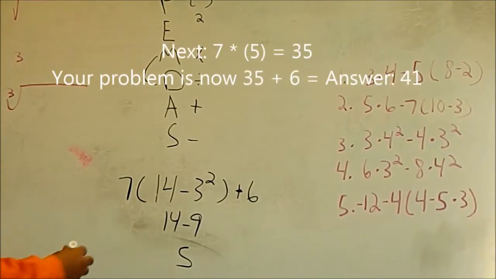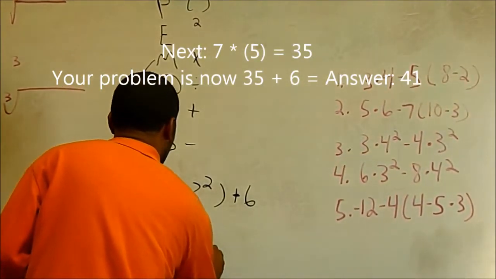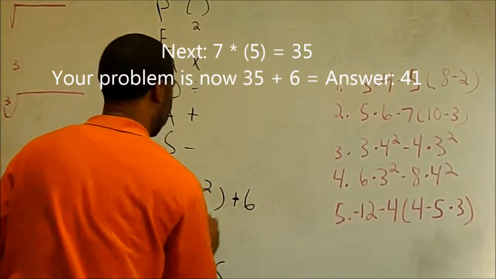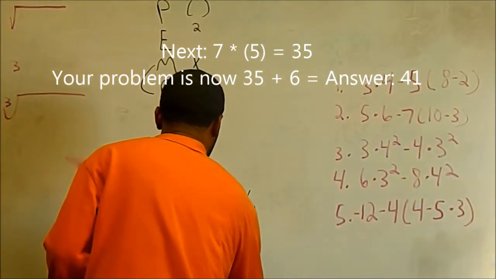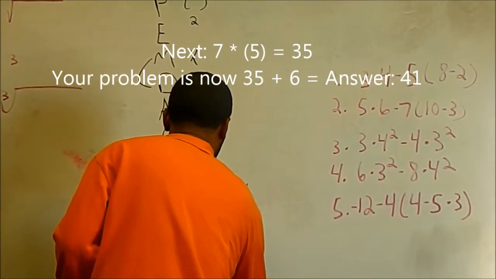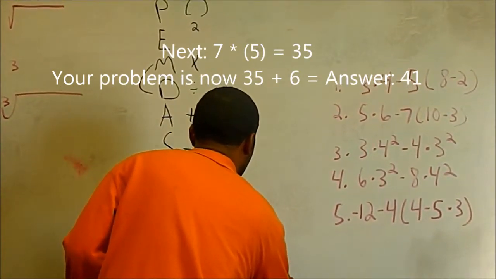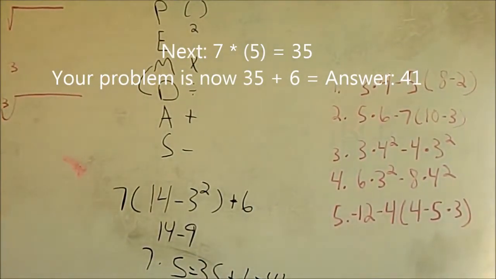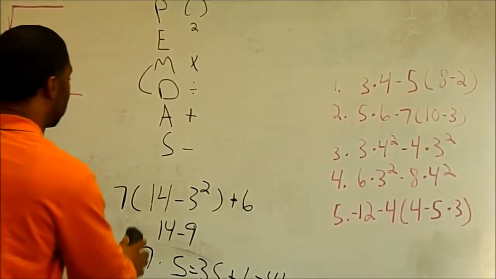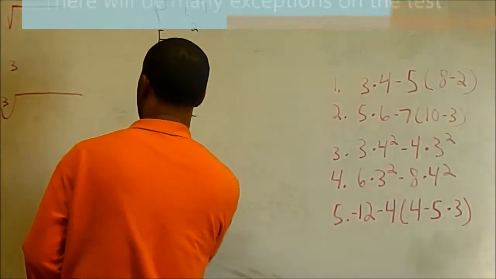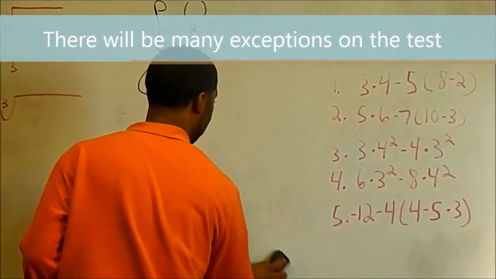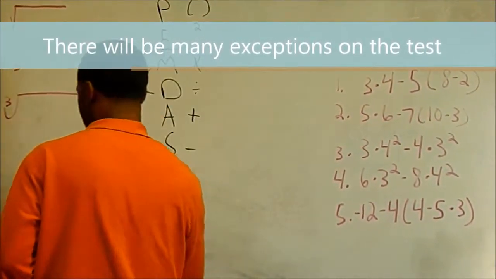So what is 7 times 5? 35. Now, what did you say? Plus 6. So now I add that 35 plus 6, right? 41. And that's my answer. Okay? Now, just like any rule, there are always some exceptions. And I want to go ahead and show you these exceptions because they love to put the exceptions on the test.